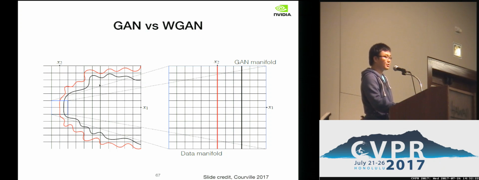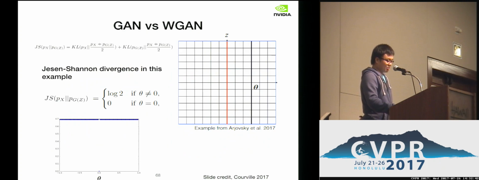Here, the black curve is the GAN manifold, the curve manifold you learn in your generator, and the red one is the target, the data manifold. We run into this small area, the blue one, where we find two straight lines here. As long as we can directly control the shape here, theta.